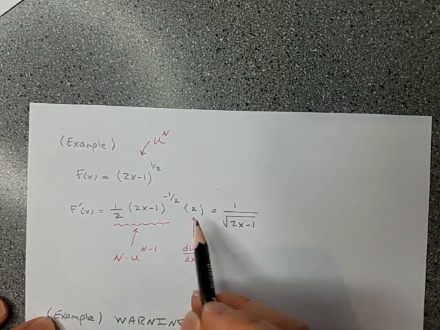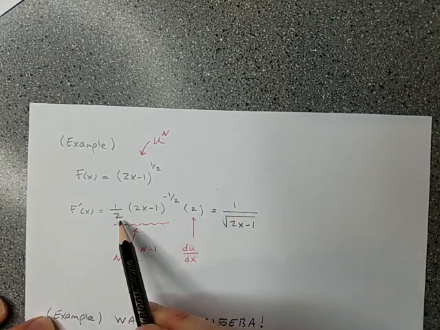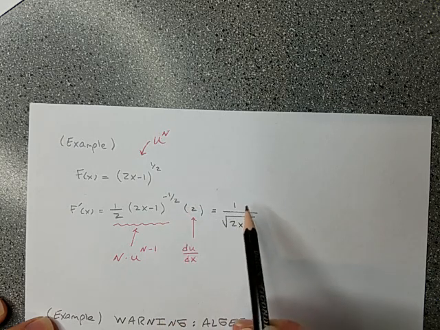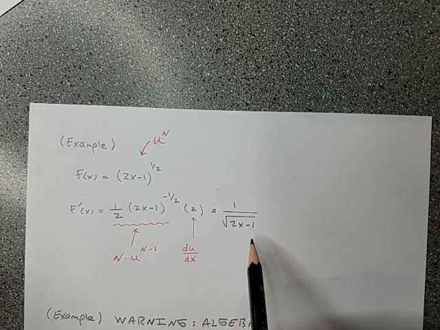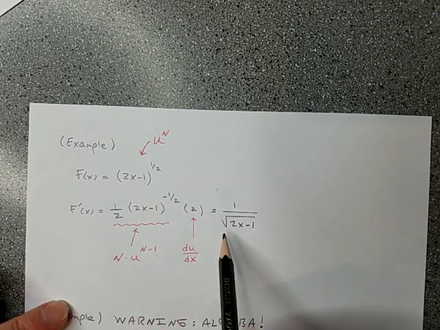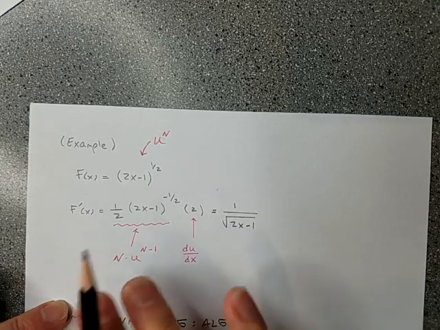And then what we're going to get if we do that is, well, the 2's are going to cancel, and that's a square root under the bar, so we'll get 1 over root 2x minus 1. Okay, so the derivative of this is that. So first, I establish that.